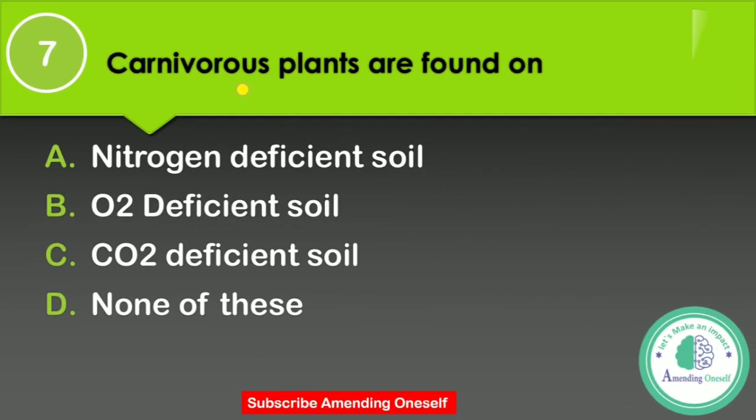Carnivorous plants are found on option A, nitrogen deficient soil, option B, oxygen deficient soil, option C, CO2 deficient soil, or option D, none of these. I repeat the options. Option A, nitrogen deficient soil, option B, O2 deficient soil, option C, CO2 deficient soil, or option D, none of these. I repeat the question. Question is carnivorous plants are found on.